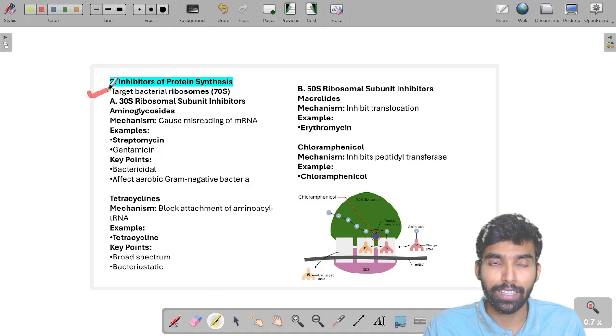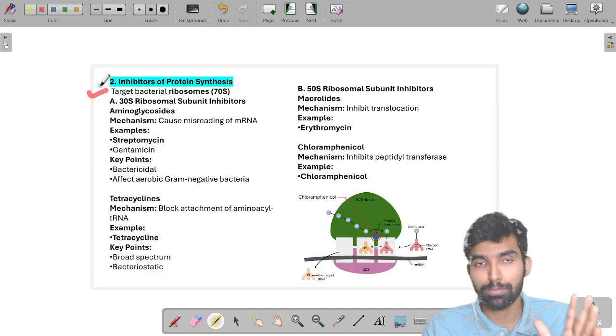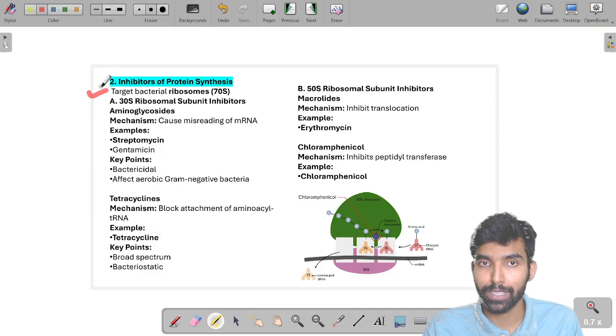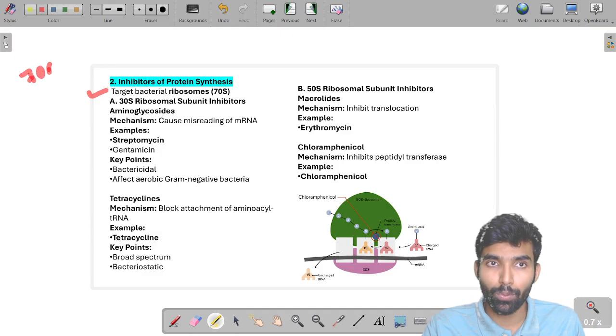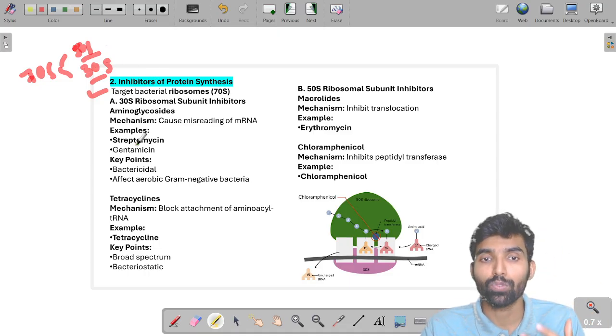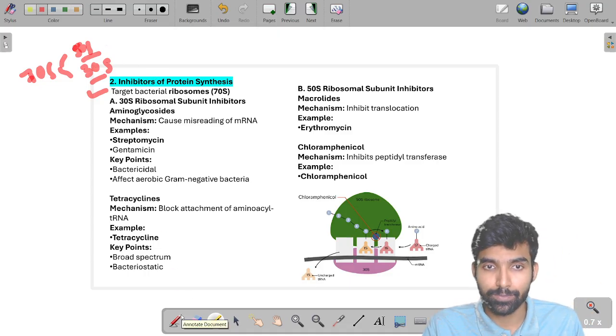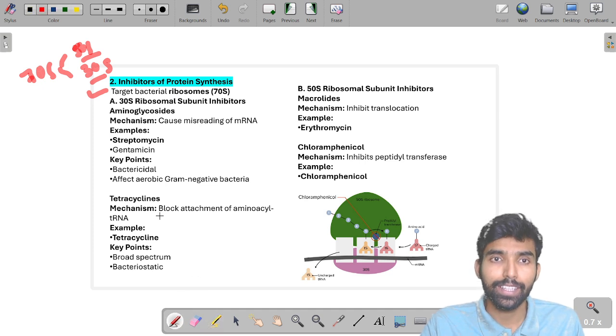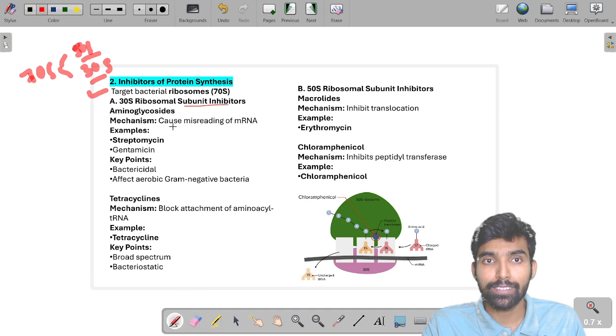Bacterial 70S ribosome. I hope you know the bacteria is a prokaryote and has a 70S ribosome, right? And the 70S is divided into 50S and 30S. So we will categorize some antibiotics that work on 50S, and some that work on 30S. First, the 30S ribosomal subunit inhibitor is aminoglycoside. They cause misreading of mRNA.